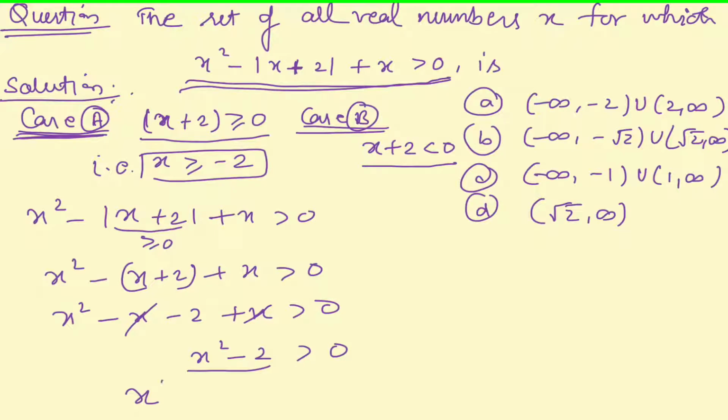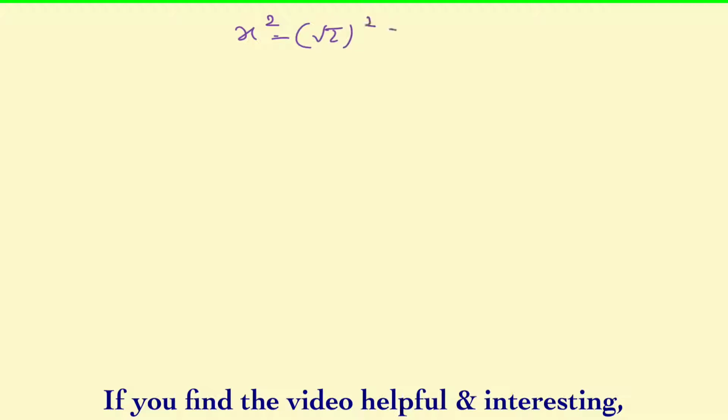Linear factors are nothing but x square minus root 2 whole square greater than 0. Using a square minus b square, that is nothing but x minus root 2 and x plus root 2 greater than 0.